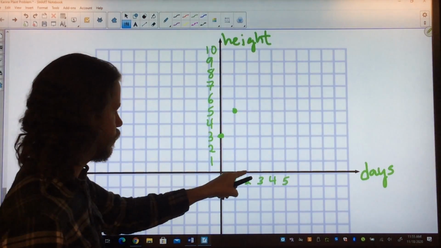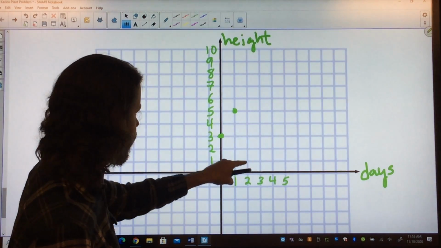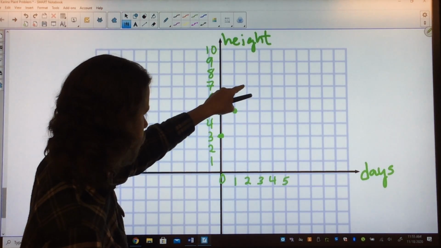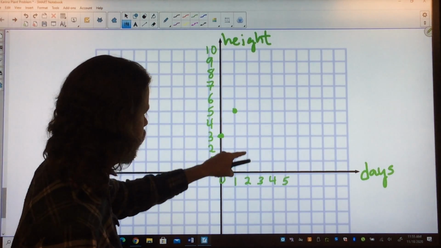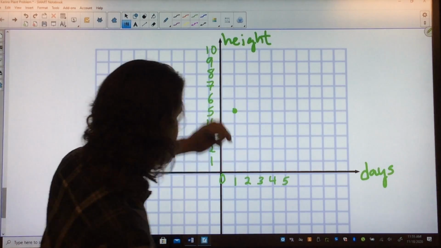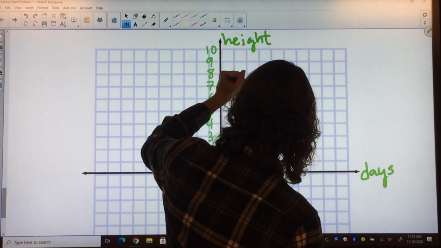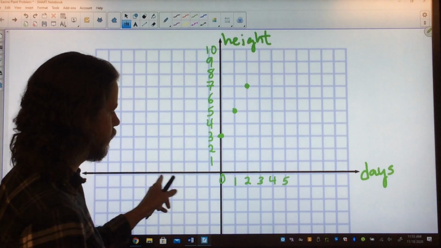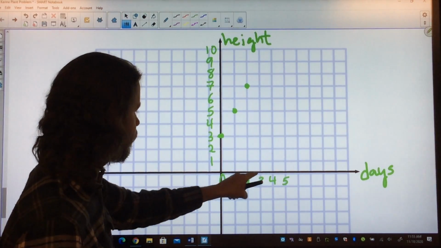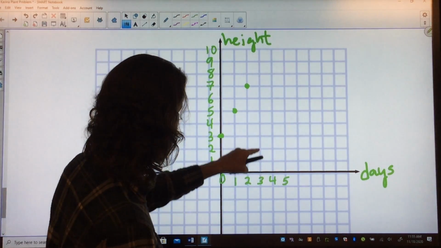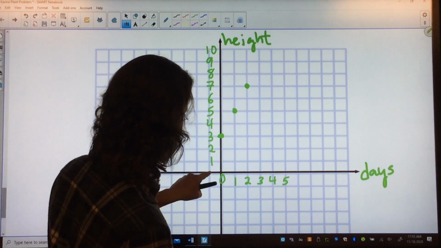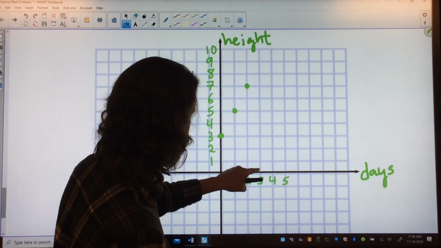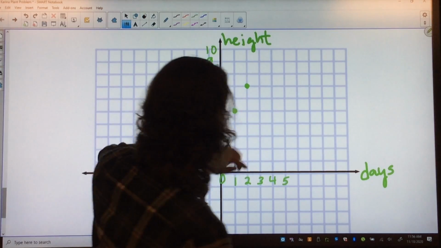On day 2, she measured a height of 7 centimeters. So at day 2, I'm going to put a point up here at 7 centimeters. And finally, at day 3, she went out and measured a height up at 9 centimeters. So over at 3, I'm going to put a point up here at 9 centimeters.